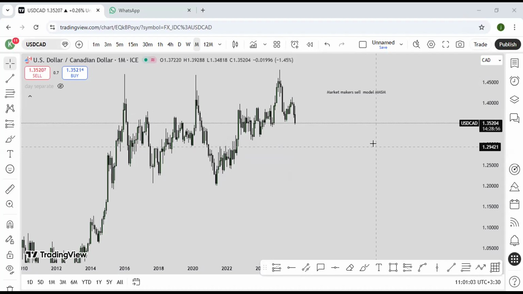We need to start with a sweep of liquidity or a raid on liquidity. Then from there, we need to have a market structure shift or change in character chart. Then we need to have an entry level for the distribution. So a market maker sell model is like this.